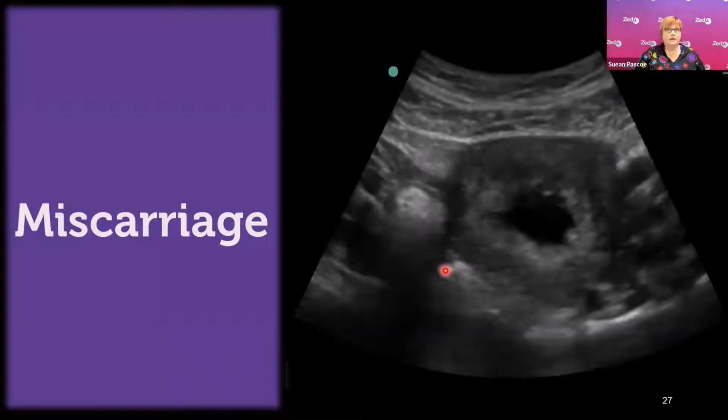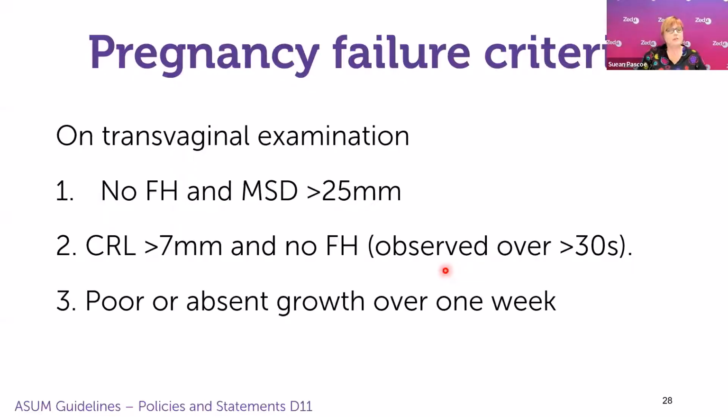And so the other possible scenario, if someone presents with pain and bleeding, is that they have a miscarriage. And so the pregnancy failure criteria state, and this is based on the ASM guidelines, on transvaginal examination, you either have no fetal heartbeat and the mean sac diameter is bigger than 25 millimeters, or your crown rump length is bigger than 7 millimeters and there's no fetal heart rate observed over a 30-second period, or you're doing a follow-up exam and there's been poor or absent growth over a week.